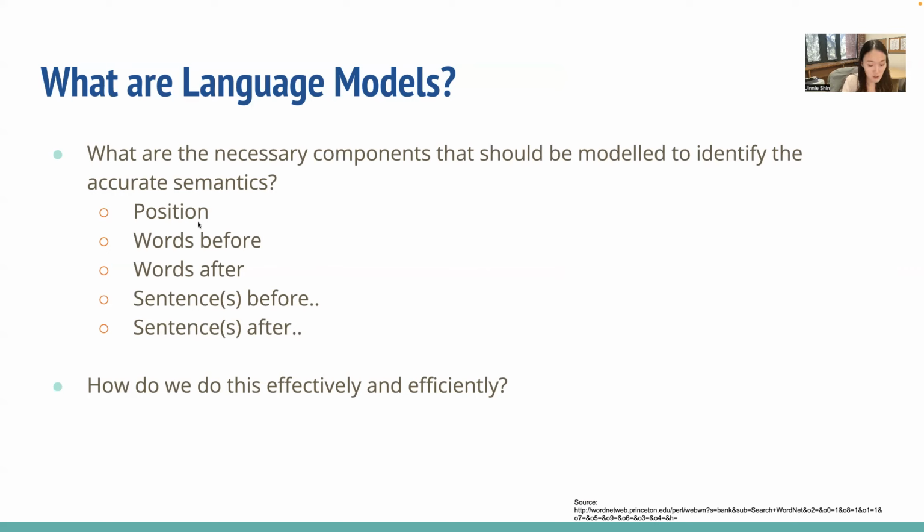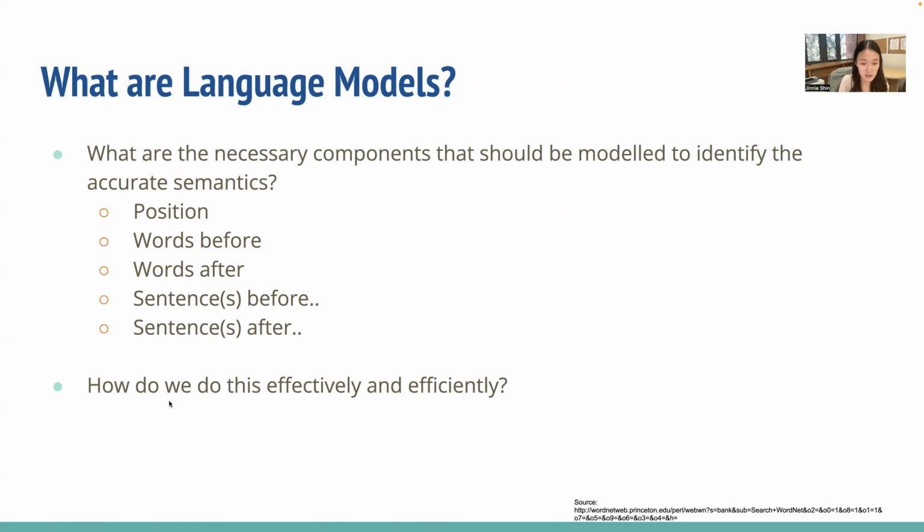First, the position. The location of a word, where the word bank is located in a sentence, can drastically alter its meaning because it might influence the grammatical form or grammatical function the word is holding. And next, the words before and after. The surrounding words provide crucial context, a lot of times aiding us to disambiguate the meaning. Then sometimes the broader context of adjacent sentences, the preceding or upcoming sentences, is necessary to fully grasp the meaning of the text.